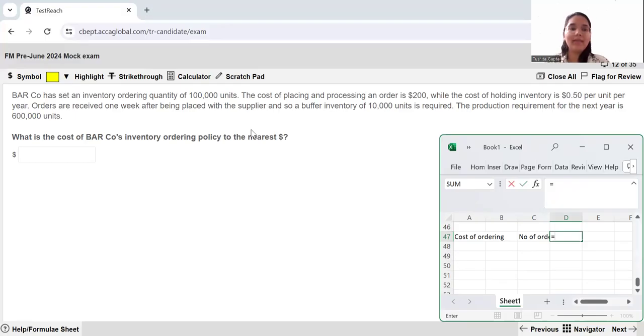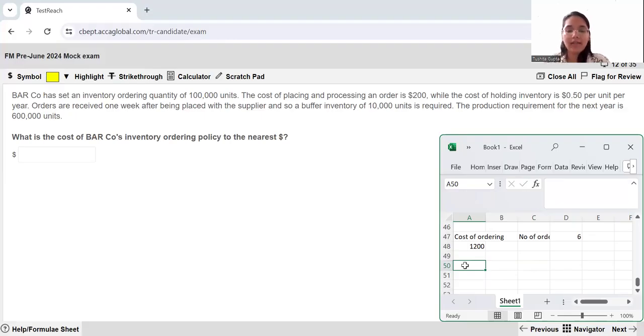Number of orders will be nothing but your annual demand divided by your inventory ordering quantity. So 600,000 divided by 100,000. That means you're going to place 6 orders every year. So your cost of ordering will be cost of placing one order, which is 200, multiplied by the number of orders, which is 6. So you have $1,200 as the cost of ordering. Now over here, let us move towards the holding cost. Holding cost is always applied to your average inventory plus the buffer inventory.